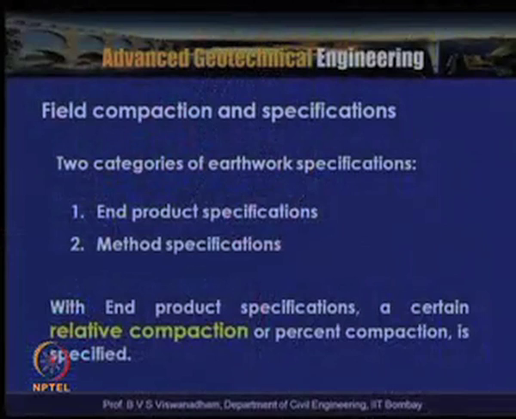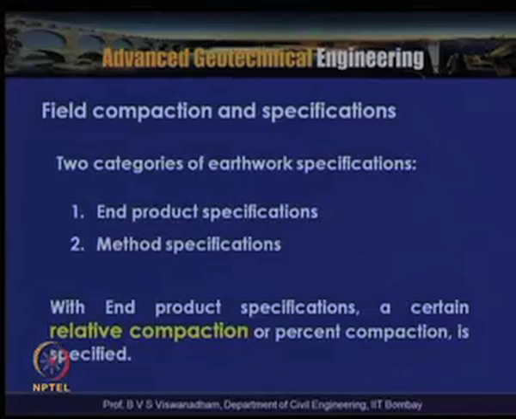So, for field compaction and specifications, we actually have two categories of earthwork specifications: one is the end product specification and the other is the method specification. We will discuss the end product specifications, in which a certain relative compaction or percent compaction is specified. Here, if you are having a coarse grained soil, then we ensure the relative density of a particular soil.